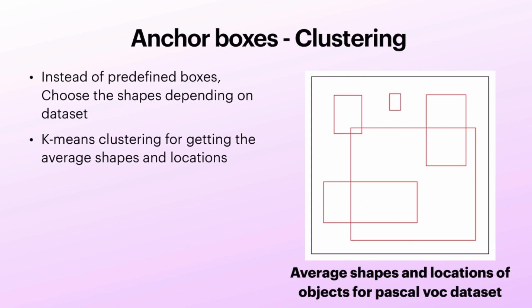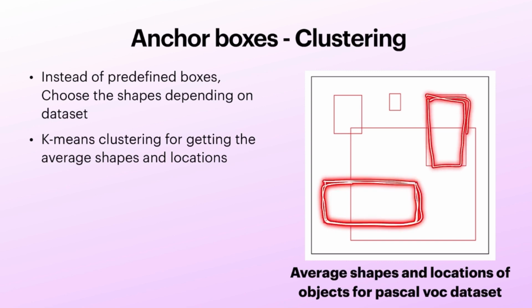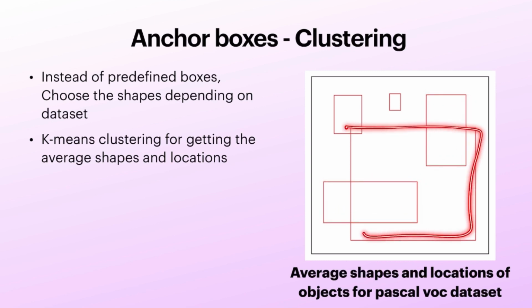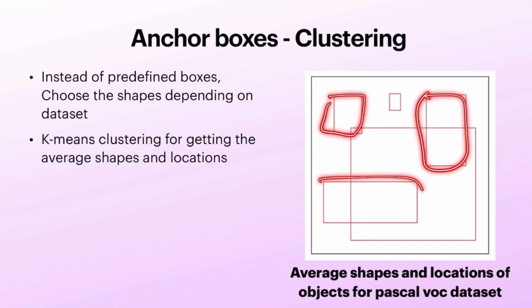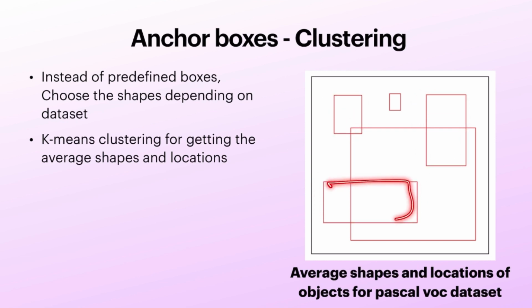If you observe this, these are actual average shapes for Pascal VOC. For Pascal VOC, this kind of shapes are more, these kind of shapes are more, this is the average shape we got, and these are the particular locations. Like this is existing here at this location, this is existing here, this is existing here, like this. So we will get these kind of average shapes and locations. Now, if I want to train my model on Pascal VOC, I can directly take these boxes as the anchor boxes, because I know that these are the most prominent shapes available in my dataset.